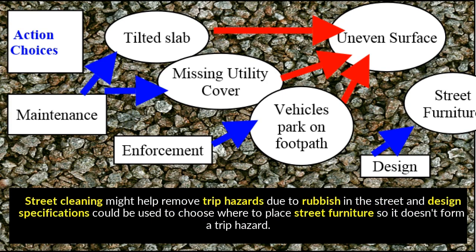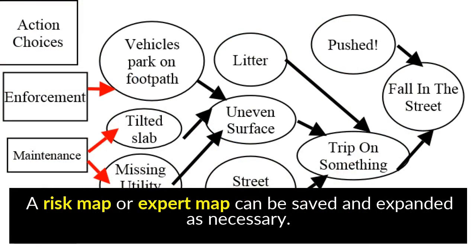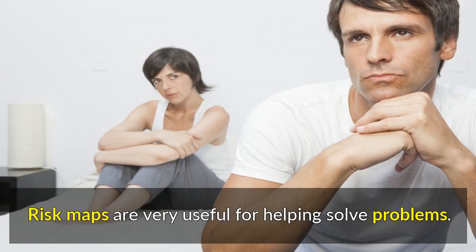Street cleaning might help remove trip hazards due to rubbish in the street, and design specifications could be used to choose where to place street furniture so it doesn't form a trip hazard. A risk map or expert map can be saved and expanded as necessary. Risk maps are very useful for helping solve problems.